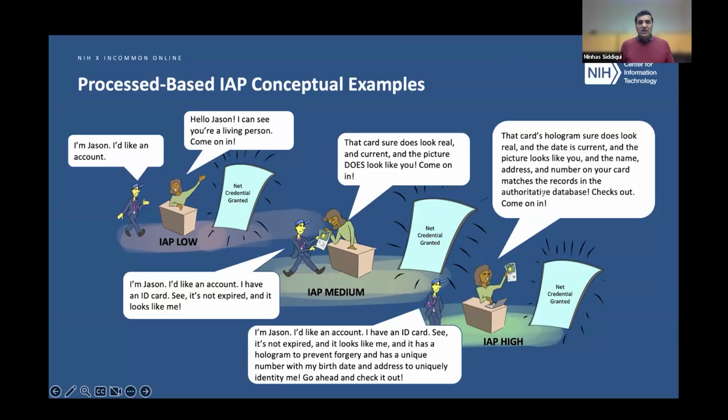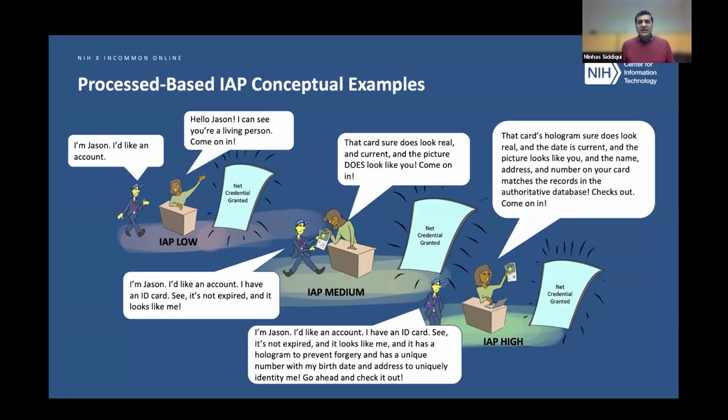IAP low is the lowest form of confidence. Jason requests an account and the system accepts the request with little or no verification. IAP medium is the next level. Jason presents a government-issued ID and the reviewer checks the ID is current, appears authentic, and the photo resembles Jason. This adds a meaningful layer of assurance.